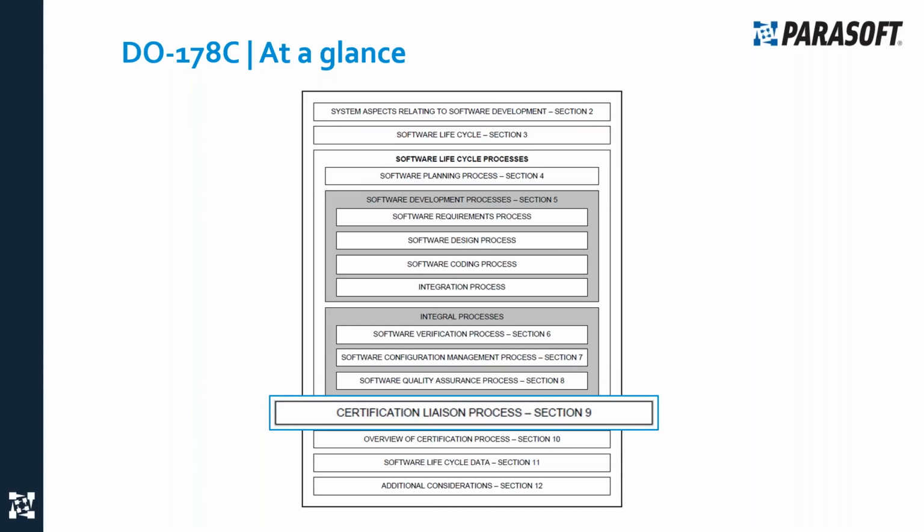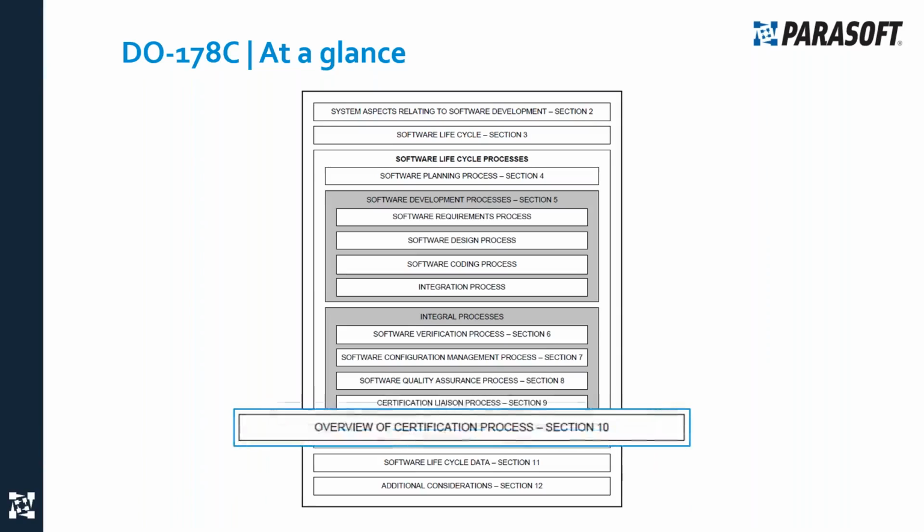Section 9 discusses the certification liaison process. For certification, you will want to work with a designated engineering representative, DER, who will evaluate for compliance and act on your behalf towards approval and recommend that the FAA approve your certification.